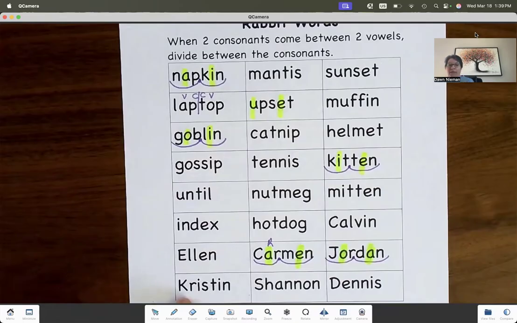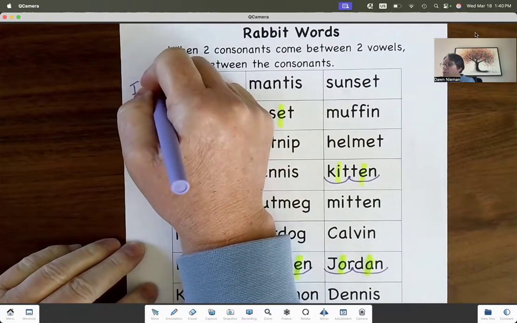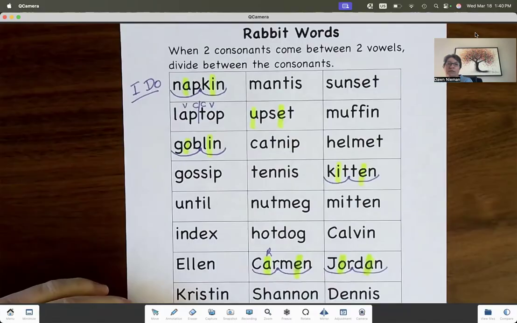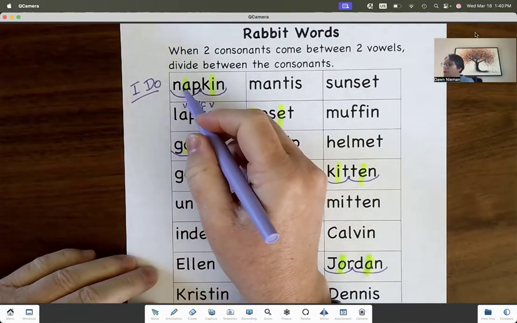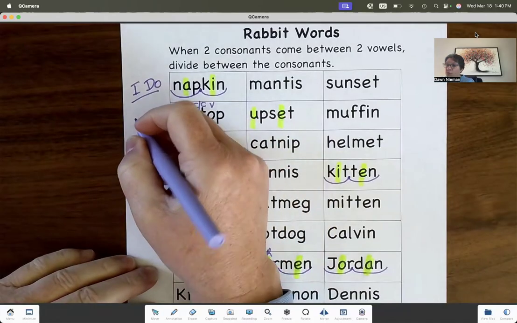Now, there can be a blend at the beginning. These words can get more complicated. So I want to show you how you can work on those as well, and how this rule is definitely going to take you days to get through all of the intricate pieces of it. You're going to start off by doing I do, just like we have practiced in lessons where you talk your way through it, maybe one or two words.